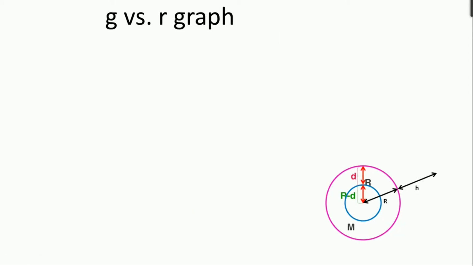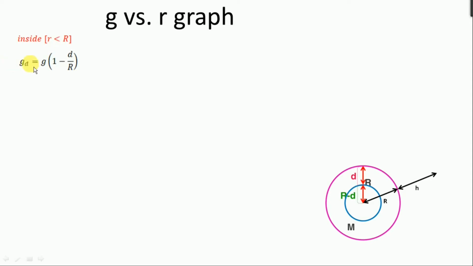Now we will draw the graph between acceleration due to gravity and the distance from the center of the earth. We will see graphically how g changes with distance. First is inside the earth. Inside the earth the value of distance will be less than the radius of the earth, so r is less than R.